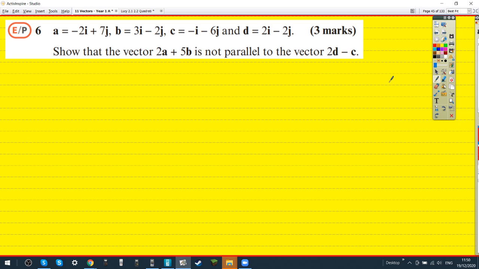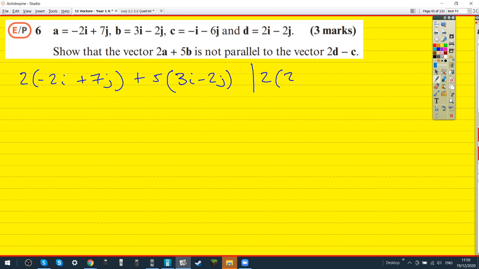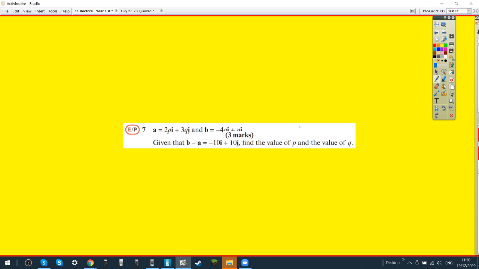When you started, would you need to write it out as, for the first, 2a plus 5b, 2 brackets minus 2i plus 7j, close brackets, plus 5 brackets 3i minus 2j. And then for the separate other one, you'd write out as 2 brackets 2i minus 2j, close brackets, minus 1 brackets minus i minus 6j. Yeah. And you're going to be fine for the rest of that. Yeah. That's the difficult bit.